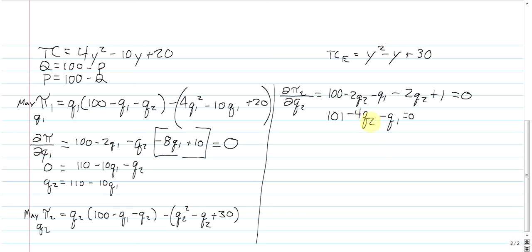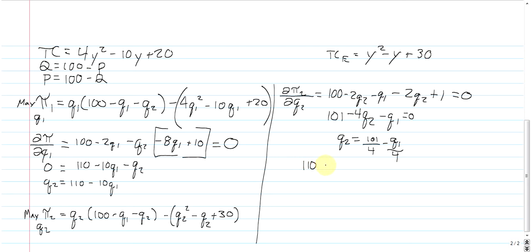So again, I want to solve for Q2, so I can just set these two things equal to each other. So I'm going to do that. So this is Q2 equals 101 divided by 4 minus Q1 over 4. Okay. So now, naturally, I have two equations, two unknowns. Let's just come up with a solution here, right?